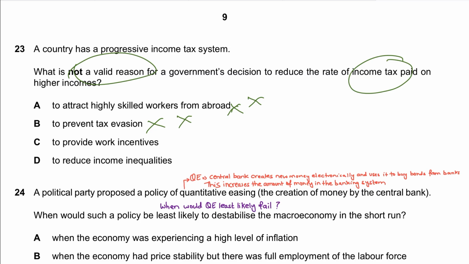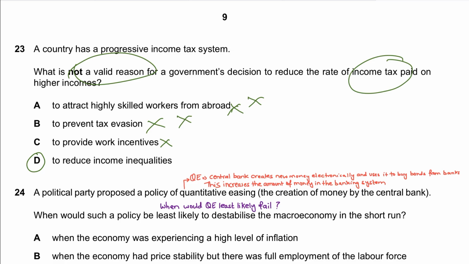So to provide work incentives could be a valid reason why the government reduces the marginal tax rates on upper income groups. Hence, this is incorrect. So we are left with D only, and D is correct because the question is asking for what is not a valid reason, right?